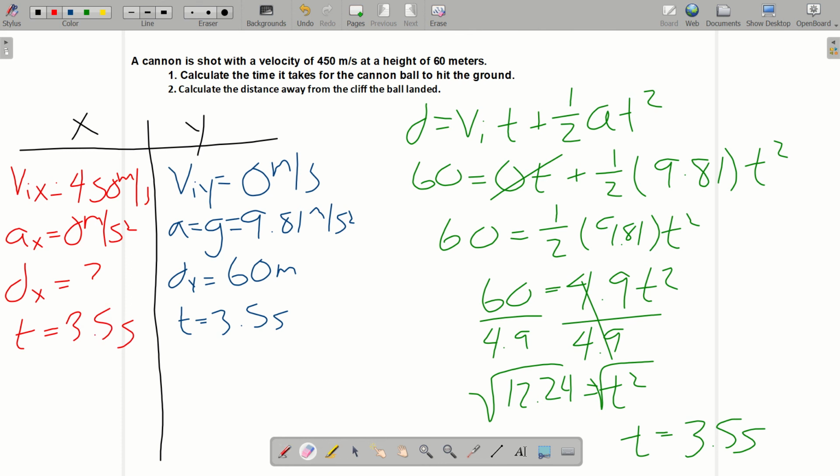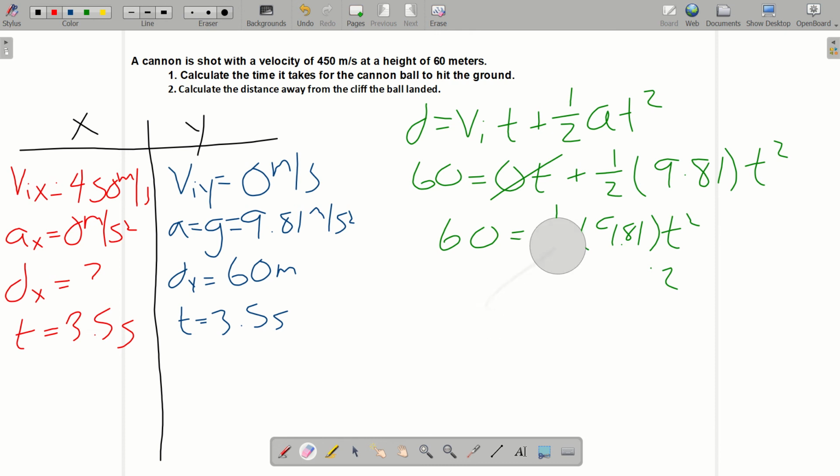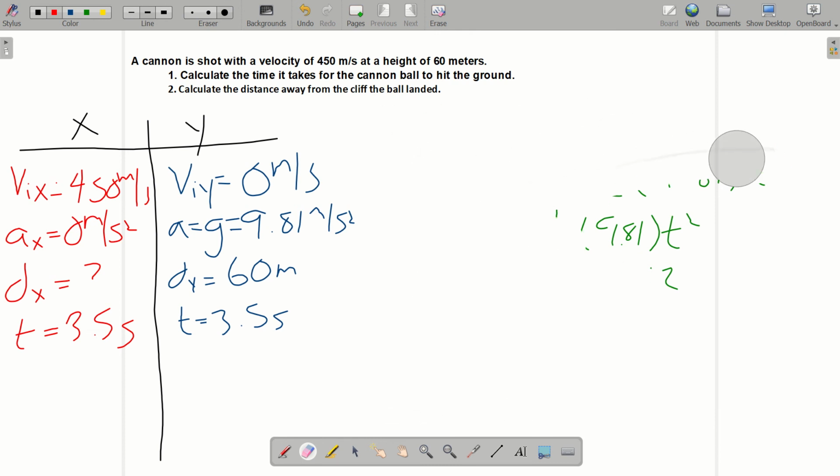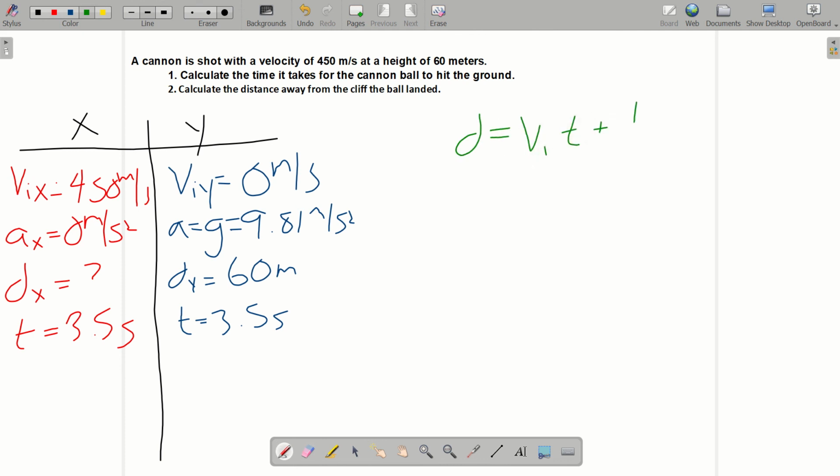So I'm going to erase all of this so I have room to do my second calculation for part B, part 2. So we have Vi, a, d, and t. So again, we're going to use the same formula. Now we just have to be careful that we're only using our x direction variables now. So we already did the y, now we're going to do the x. So we're looking for our distance.